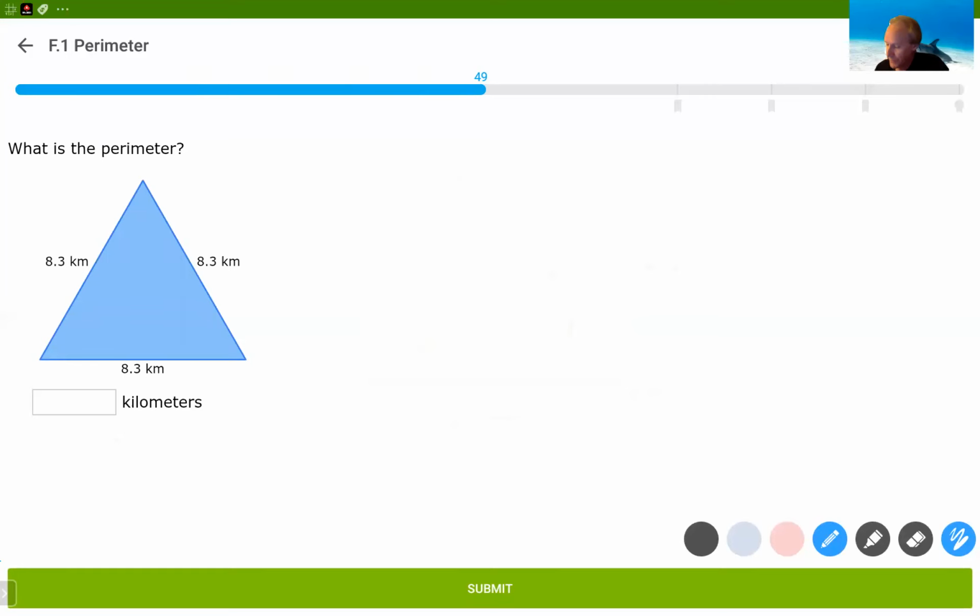This one, we're going to add the 3 sides. We've got 3 of them equal, so I could just multiply them by 3 since it's an equilateral triangle, and that's going to be 24.9 kilometers.